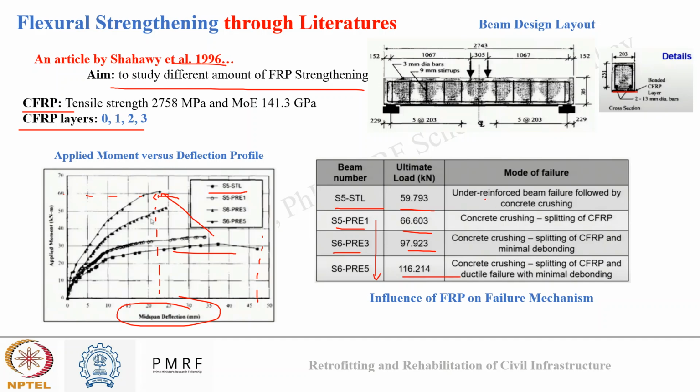And in this section it shows what was the mode of failure. So in case of under reinforced beam without FRP, concrete crushing happened. In case of one layer CFRP, concrete crushing happened along with splitting of CFRP sheet. So CFRP also failed. In case of three layers of CFRP, concrete crushing happened, splitting of CFRP happened, and there was some minimum debonding also. While in case of five layers, there was concrete crushing and debonding along with some CFRP splitting also. So these were the different types of failures that they found based on different layers of CFRP attached.